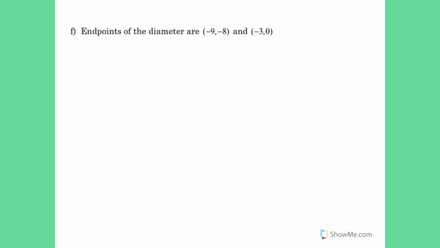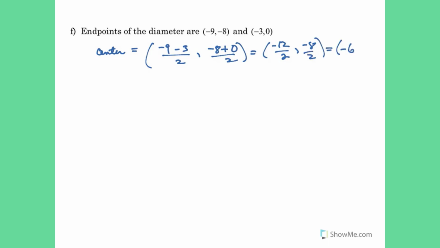Let's just give it a go for one more. Okay, so I need to find my center, which is my midpoint. Let's see, then I have negative 8 plus 0 divided by 2. So that's negative 12 over 2, negative 8 over 2. I'm just going to check my arithmetic, going pretty fast. Remember, I'm adding and dividing by 2. That looks good. Okay, that's my center.